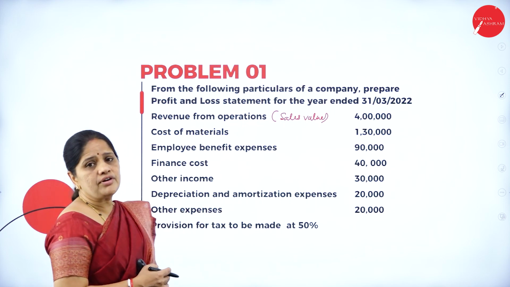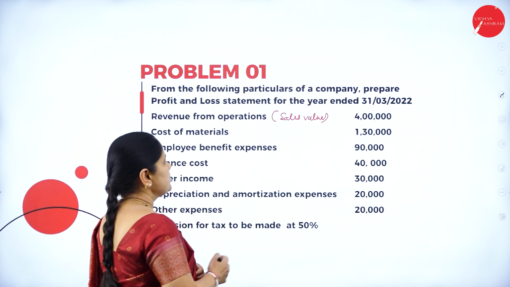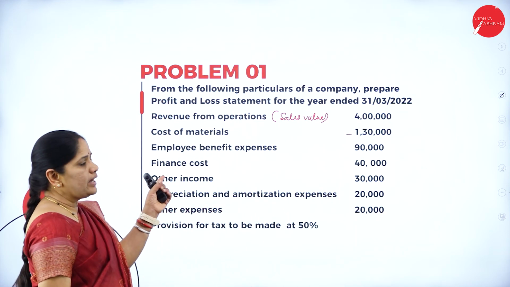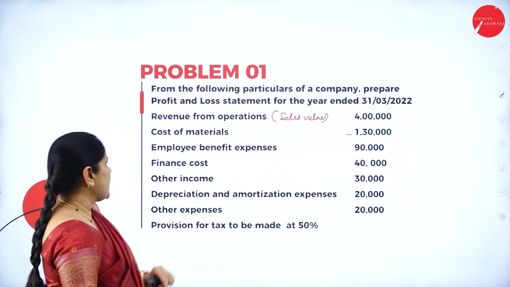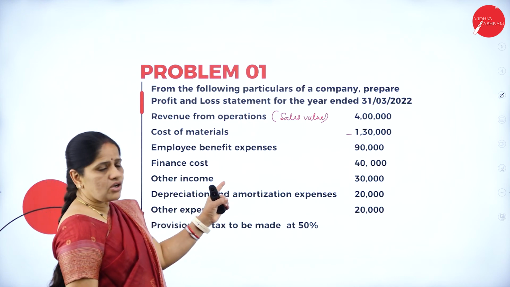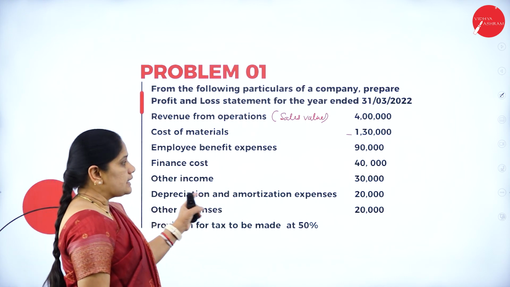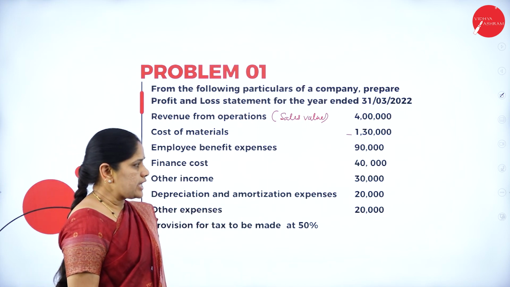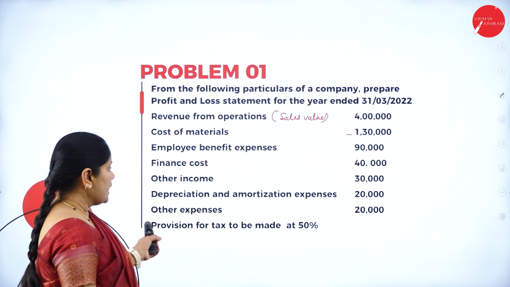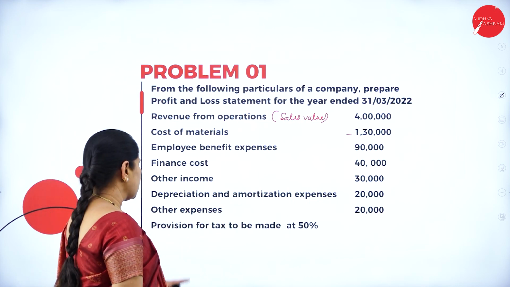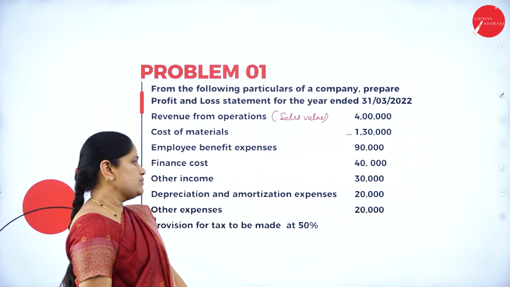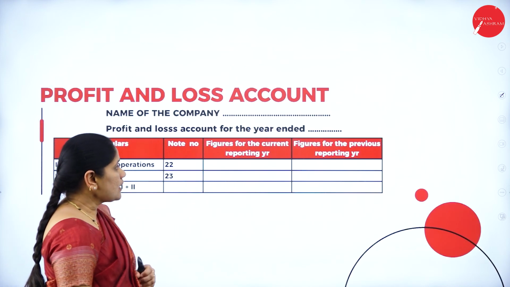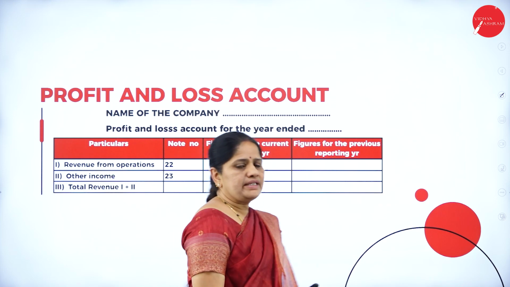Then cost of materials. So, cost of materials is given as 1,30,000. Then employee benefit expenses 90,000. Finance cost 40,000. Other income 30,000. Depreciation and amortization expenses 20,000. Other expenses 20,000. Provision for tax to be made at 50%. So, now we have the format here.